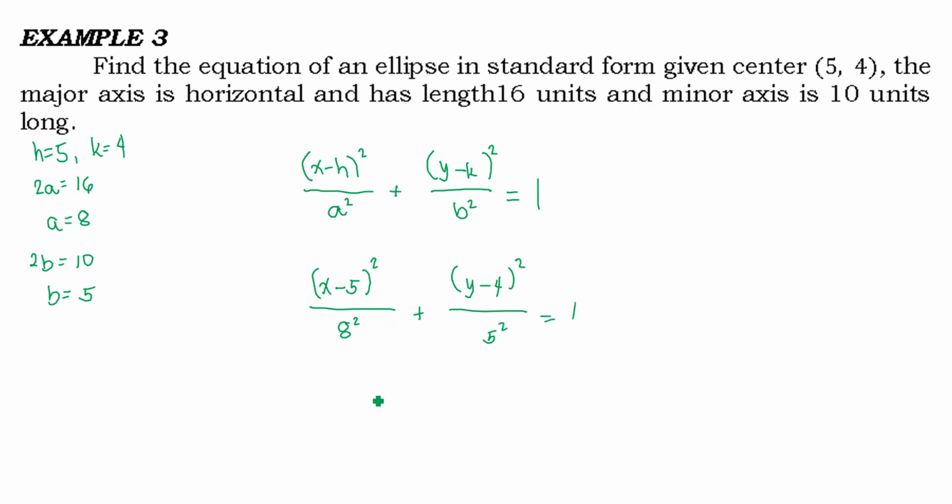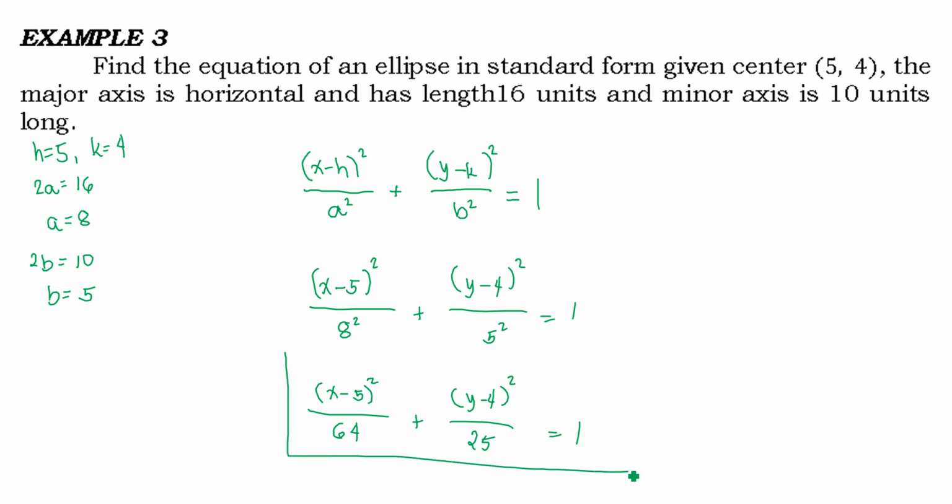Therefore, we have the final equation. The squared quantity of x minus 5 over 8 squared is 64. Plus, here, we have the squared quantity of y minus 4 over 25 equals 1. So this would be the equation, the standard equation.